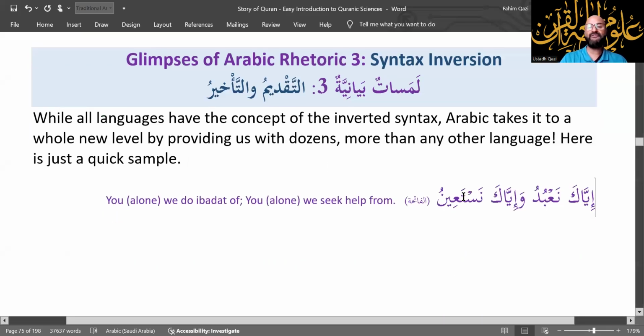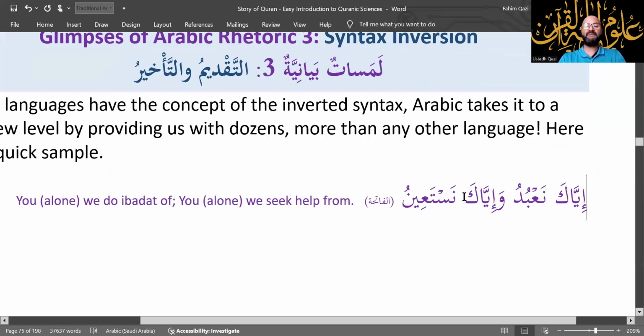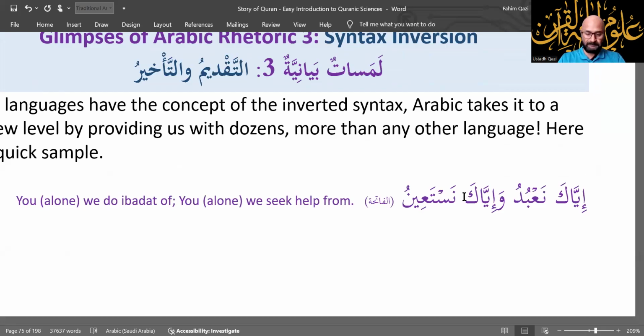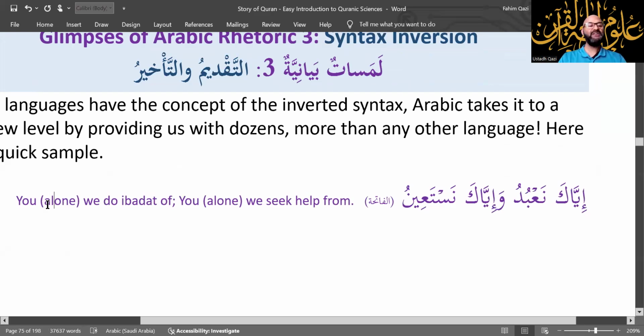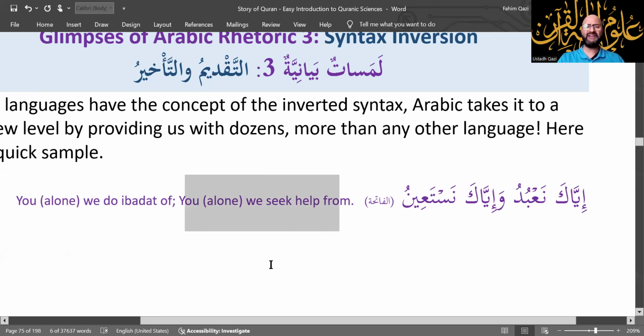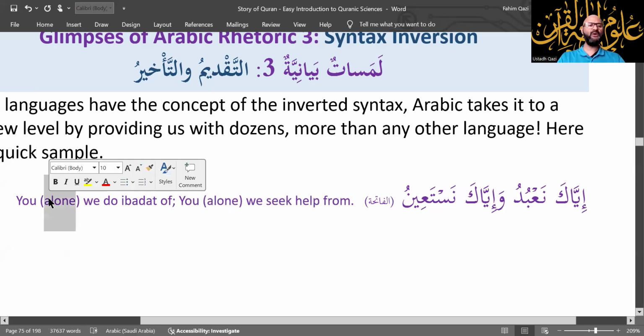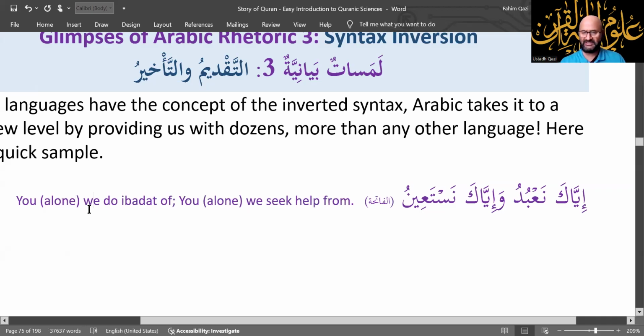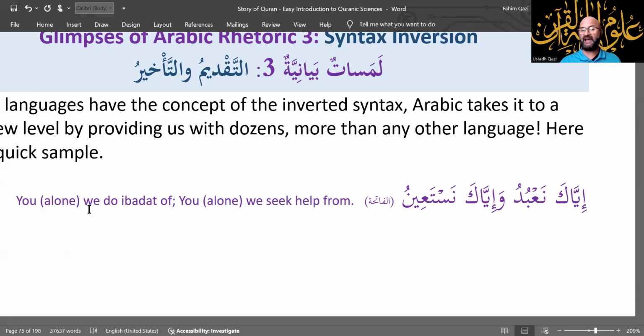Look at this example here from Surah Al-Fatiha, something you say all the time, every day. أعوذ بالله من الشيطان الرجيم. إياك نعبد وإياك نستعين. If you look at the translations, they say, you alone we do ibadah of, you alone we seek help from. And you may be wondering, where did they get the word alone? Why is the word alone in the translation written in parentheses? Sometimes they use only, you only we do ibadah of. Where is that coming from?